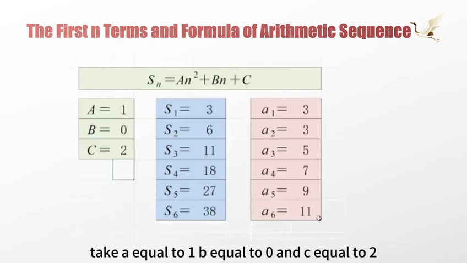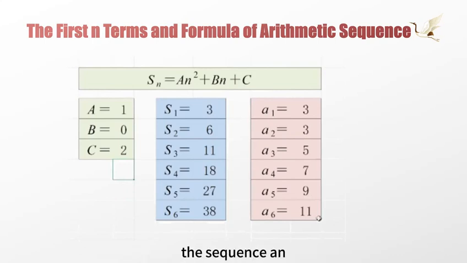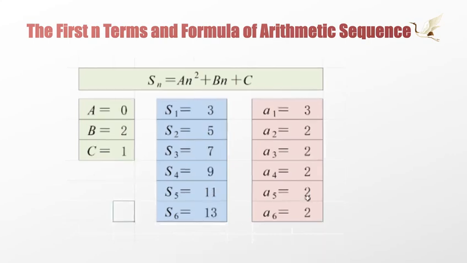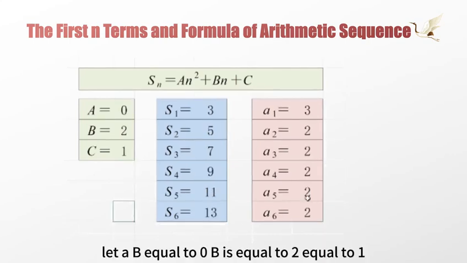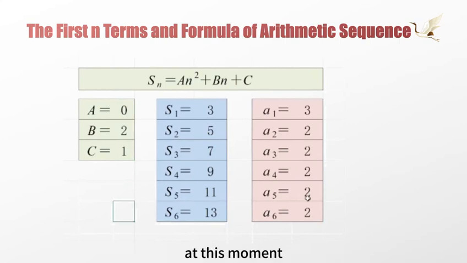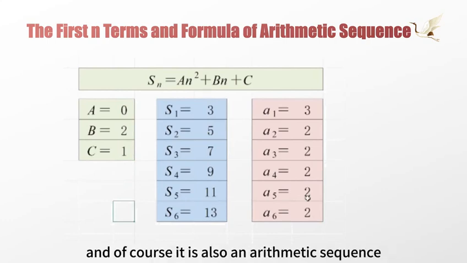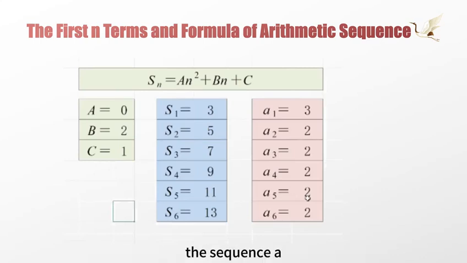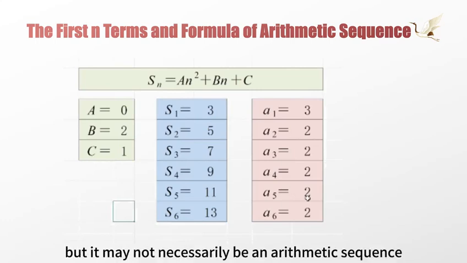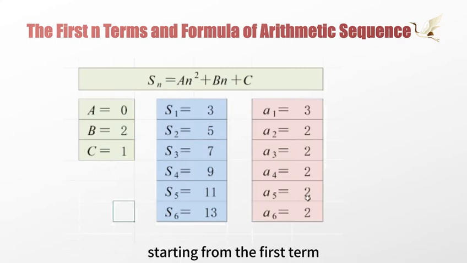Take a equal to 1, b equal to 0, and c equal to 2. At this point, the sequence {aₙ} also is an arithmetic sequence starting from the second term. Let a equal 0, b equal 2, c equal 1. At this moment, the sequence {aₙ} is a constant sequence starting from the second term, and of course, it is also an arithmetic sequence. In the cases we have provided, the sequence {aₙ} is an arithmetic sequence starting from the second term, but it may not necessarily be an arithmetic sequence starting from the first term.